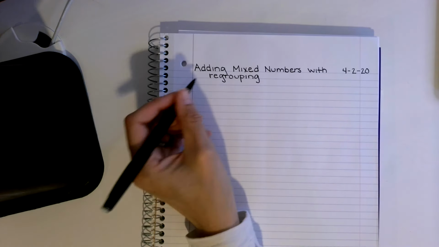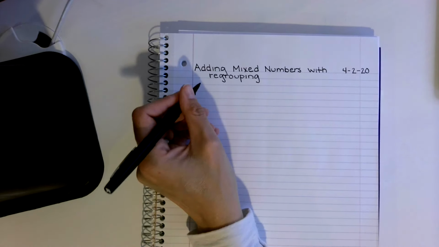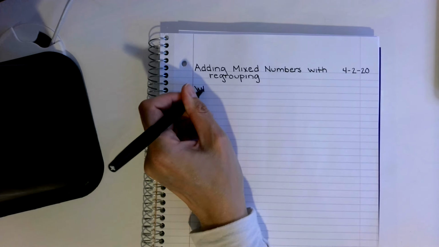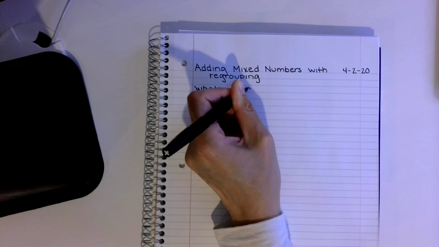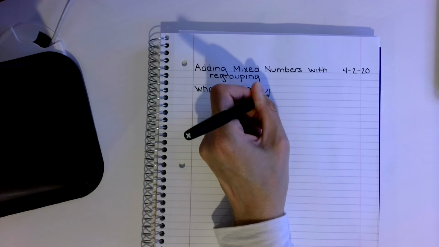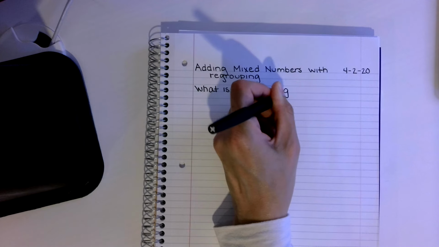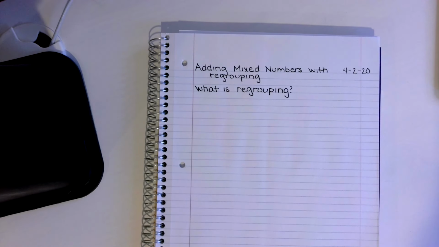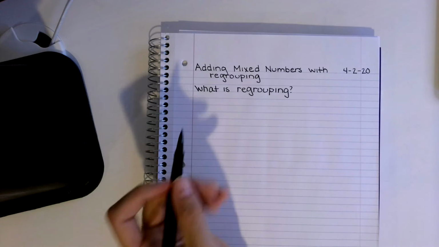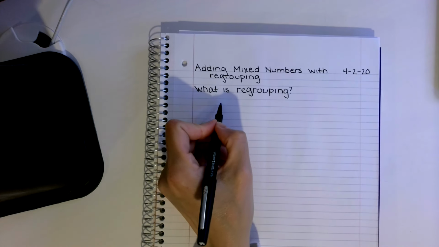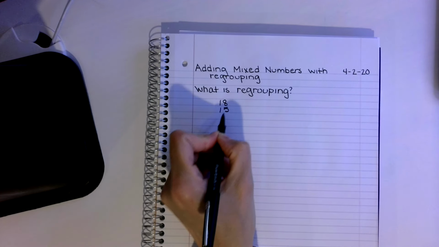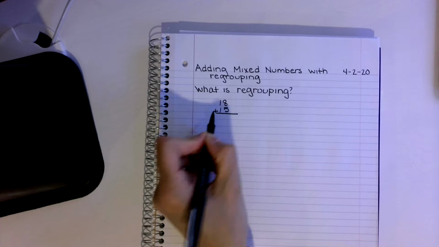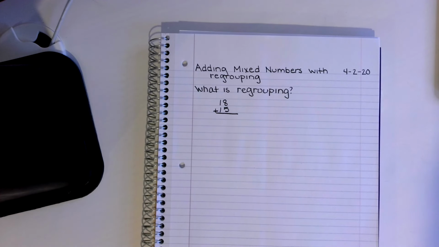So, what is regrouping? What does that mean? Regrouping just means that you're going to... actually, I'm going to show you. It's easier if I explain it to you. If you have 18 plus 15, we're adding those two together. We're just thinking of regular whole numbers.